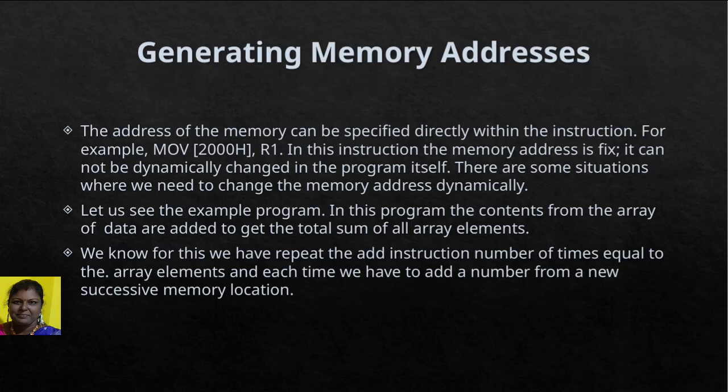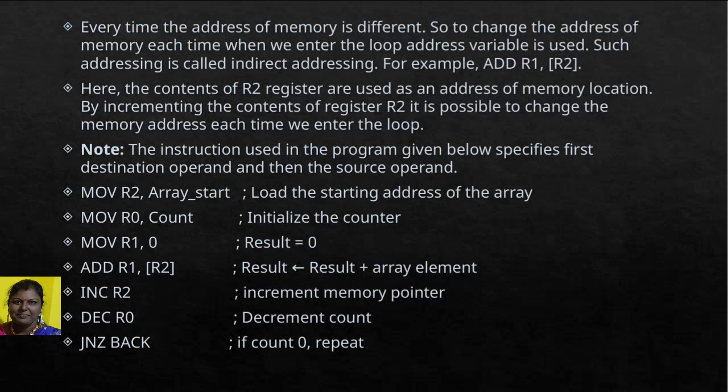For example, when adding up all elements in an array, we repeat the addition for each item, moving to the next memory address each time. This slide introduces how we generate those changing memory addresses in a program. Let's talk about indirect addressing, a way to change the memory address each time we enter a loop. Instead of using a fixed address, we use a register that holds the address, like R2 in this example.